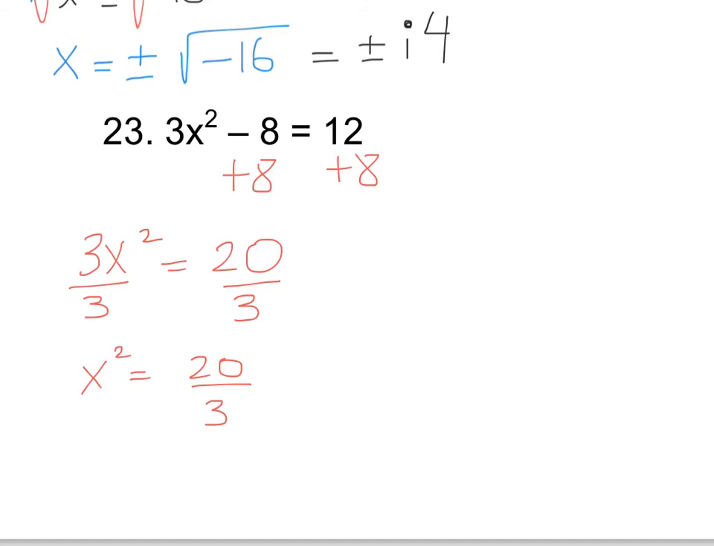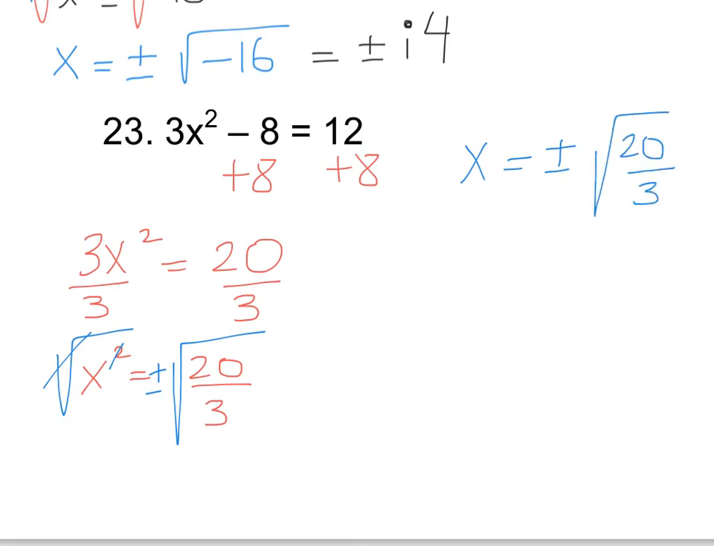I cannot simplify that. 20 and 3 do not go into each other, so I'm going to just keep it as it is. Now remember, I need an x, so I need to square root both sides. Don't forget plus or minus. So x in this case is equal to plus or minus square root of 20 over 3. Now, do I have a negative under the radical? No. So I do not need an i.